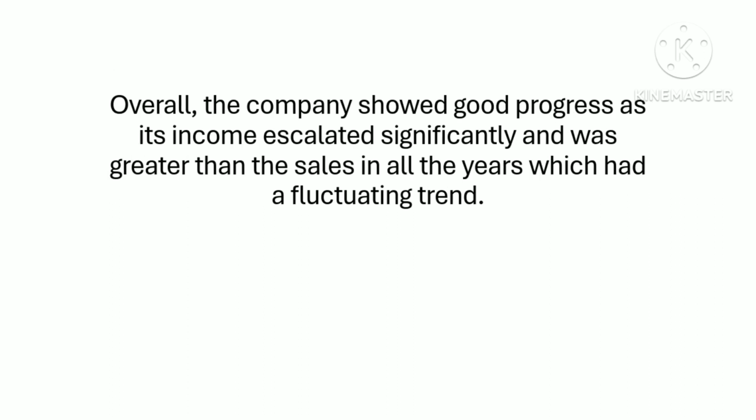In the last paragraph, we always write the overall, the main points. The first main point of this chart is that this company made a very good progress. From 4, its income increased to 14 lakhs. And it was always more than the sales, which had a more fluctuating trend. This is what I have written. Overall, the company showed good progress as its income escalated, which means increased significantly, and was greater than the sales in all the years, which had a fluctuating trend. Now you can take some time to read this paragraph.